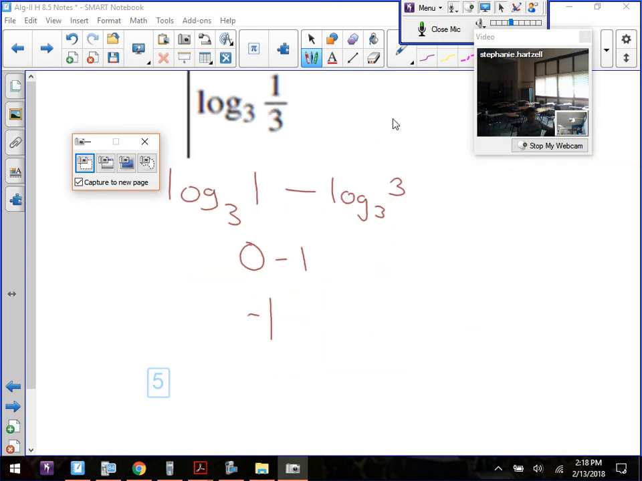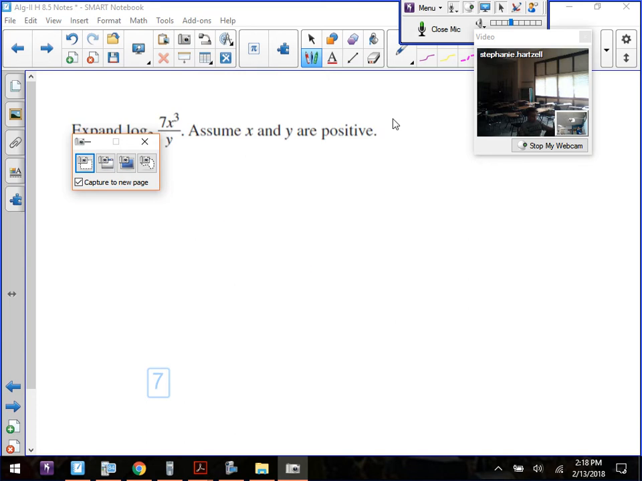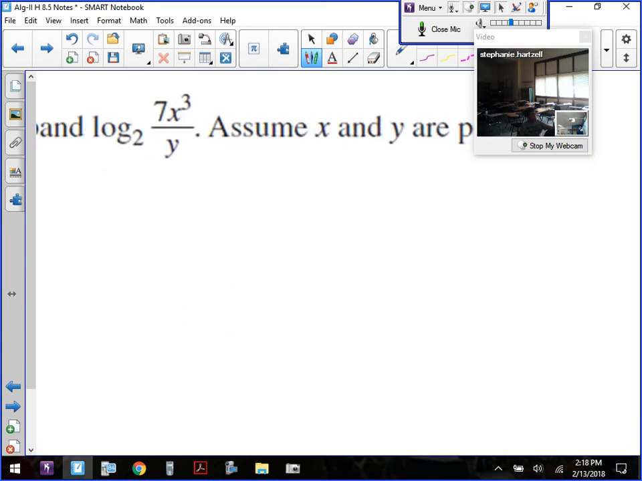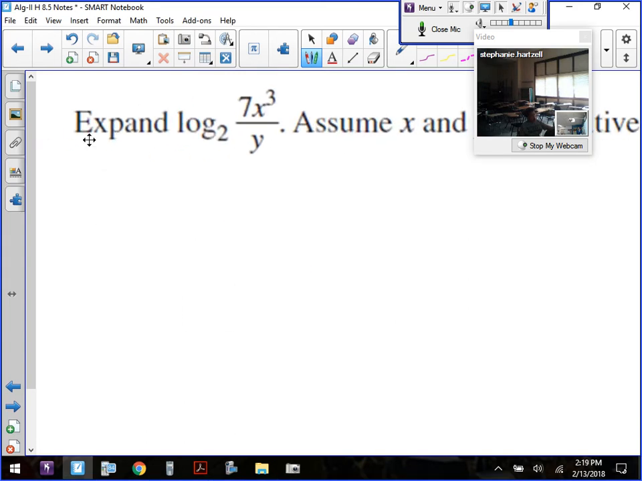Yeah, right. All right, so what happens when I ask you to take this and expand it? When I go to expand something, that means I'm going to split it into multiple logs. It's like I'm chopping a tree. I'm making more logs.